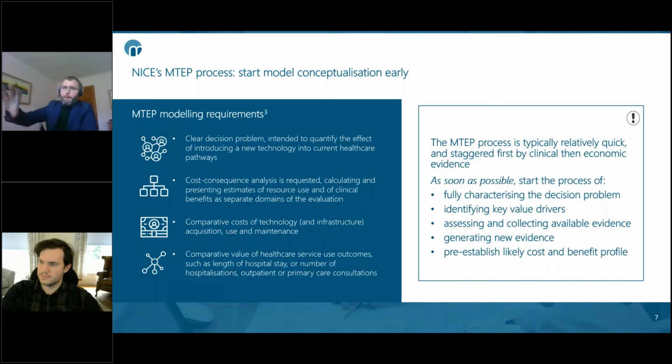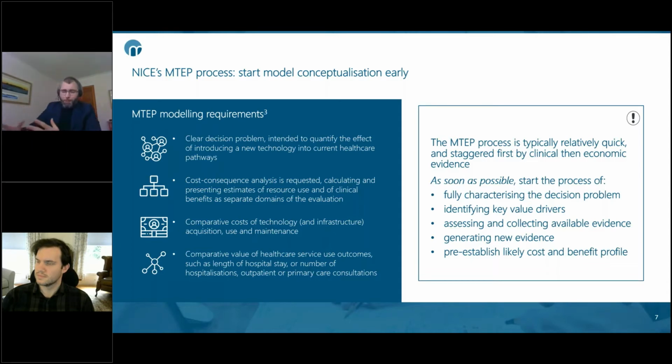Some salient points we might want to make here. It's great to see the crossover between MTEP and the code of conduct that we've just mentioned, in MTEP explicitly requesting the delivery and articulation of a clear decision problem, where you're really looking to make perfectly evident exactly what benefit or effect this new device is going to introduce into an existing treatment paradigm.